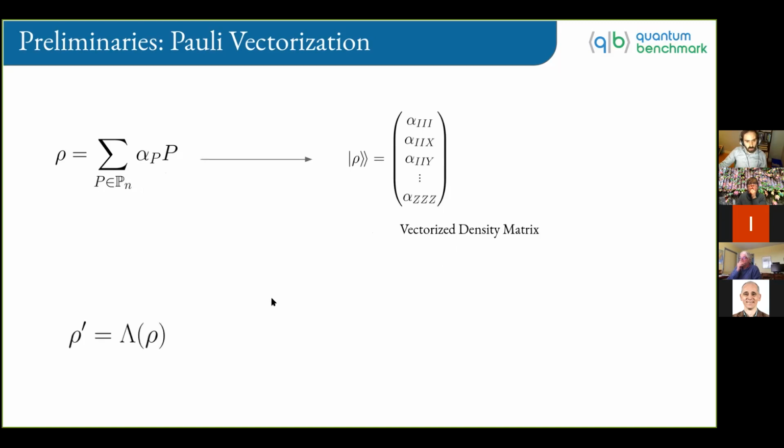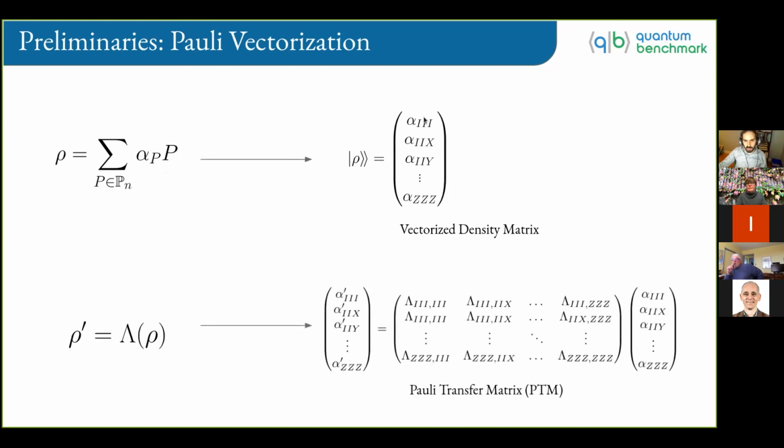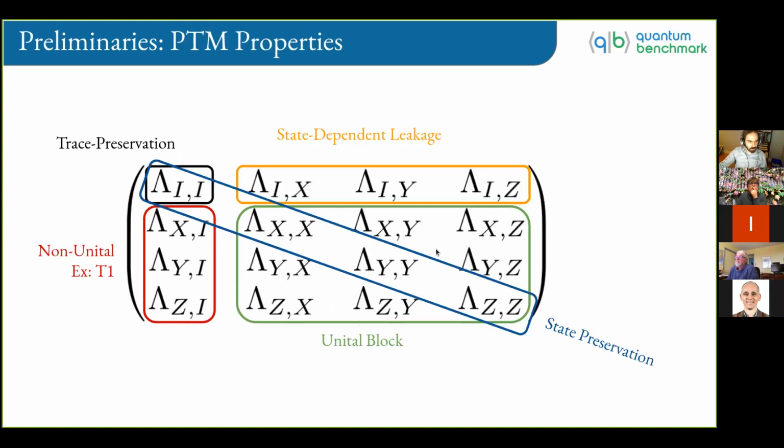Now, any quantum channel and any physical mechanism that alters the quantum state is a linear map, and here I've called it lambda. And so if we see what it does to this vector, well, we get a process matrix. So it's a matrix which takes an input set of coefficients in the Pauli basis and gives you an output set of coefficients in the Pauli basis. And we call this matrix the Pauli transfer matrix of this quantum process. And so it's 4 to the n by 4 to the n, so it's huge. And so I can talk a little bit about the properties of this matrix.